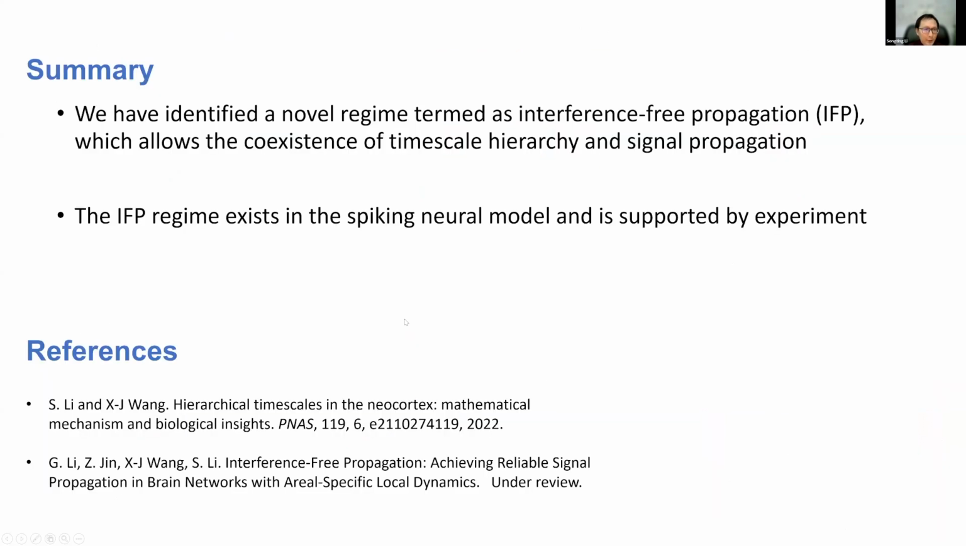Okay, so in summary, we have identified a novel regime termed interference-free propagation, which allows the coexistence of timescale hierarchy and signal propagation. And the IFP regime exists also in the spiking neural model, and also is supported by the marmoset experiments. And these two are the references of today's talk.